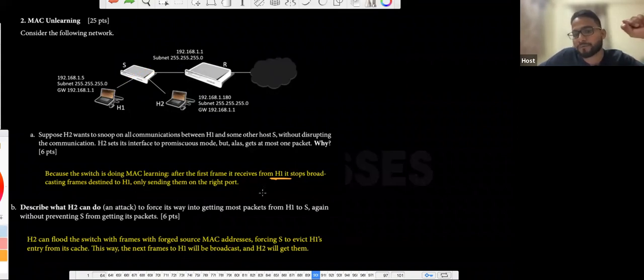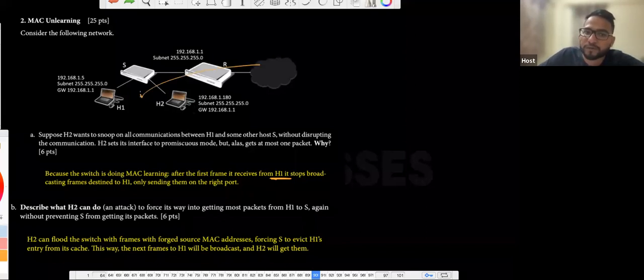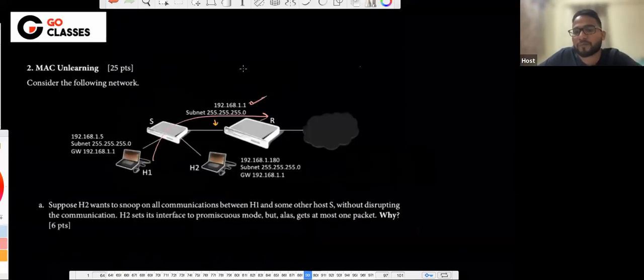Is this okay to everyone? Even though H2 wants to listen, H2 cannot listen to all the communication that is coming to H1. Only the first frame, whenever H1 is forwarding, at that time it can listen, but apart from that, it cannot listen.